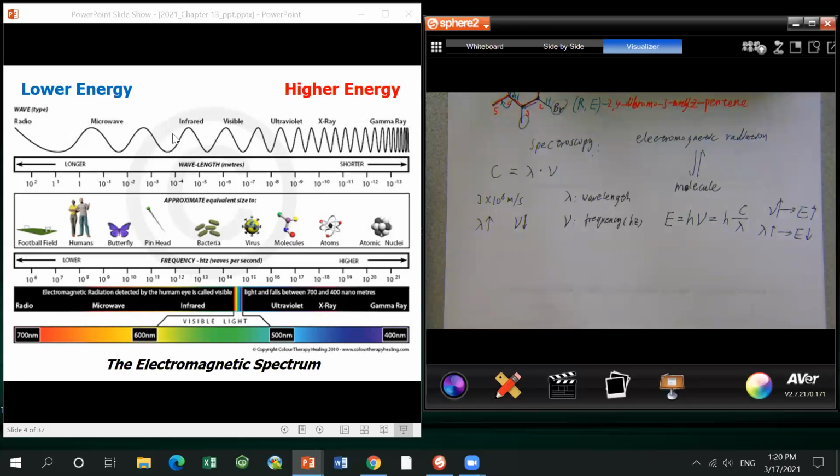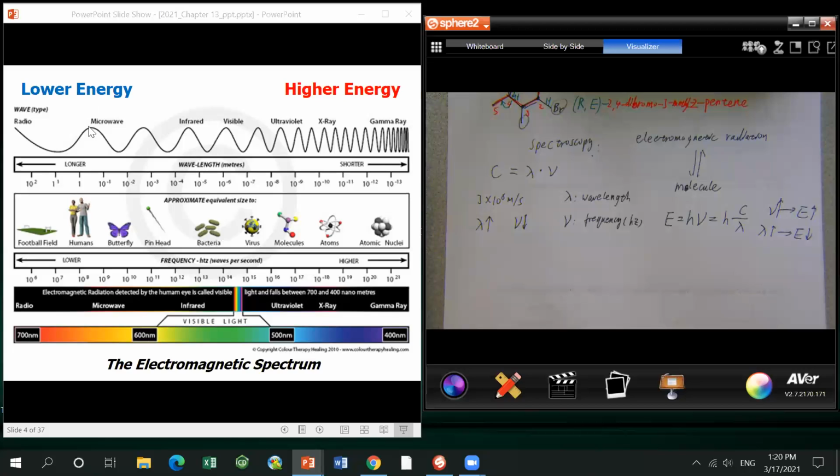And then next into the infrared. The wavelength is about 10 to the minus 4 to 10 to the minus 6 meters. And then further increasing the wavelength, we come to microwave. Microwave has a size of probably some kind of object that we can see with our eyes.